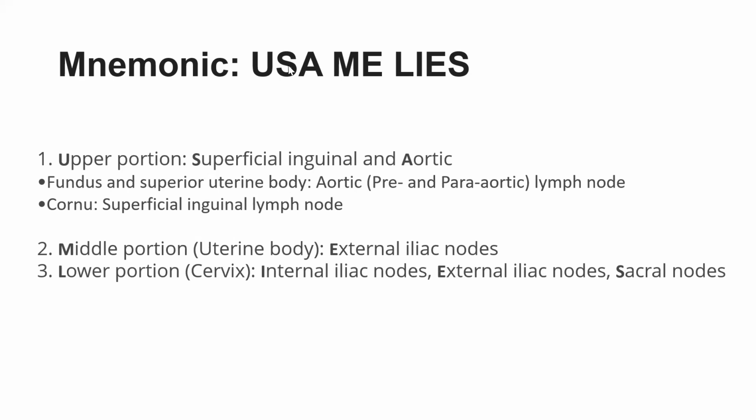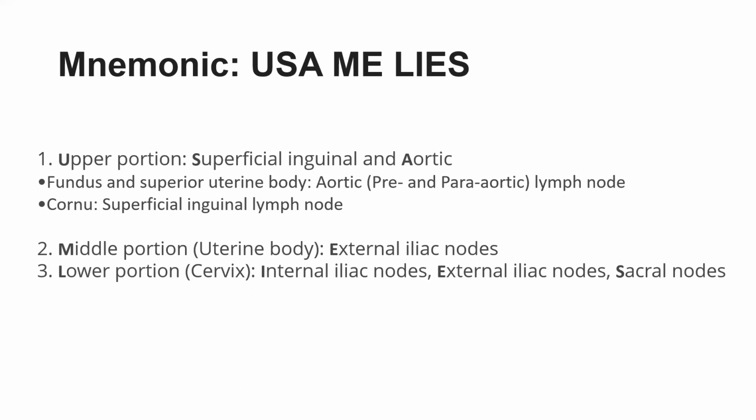Okay, so basically to remember it, USA: upper portion, superficial inguinal and aortic. So fundus and superior anterior body go to aortic nodes, while from the cornu it is going on to the superficial inguinal lymph node. Why is this so?